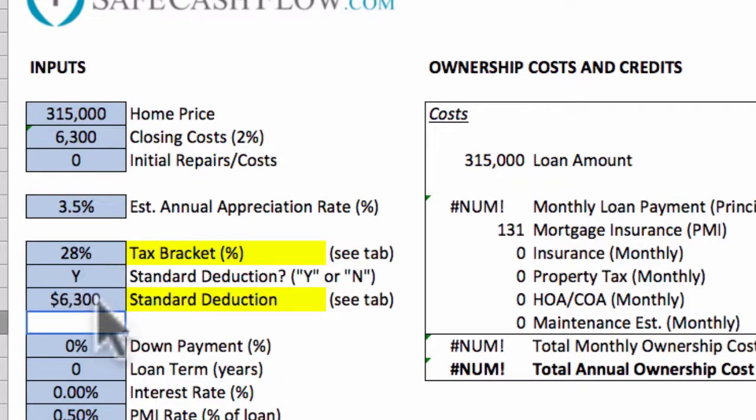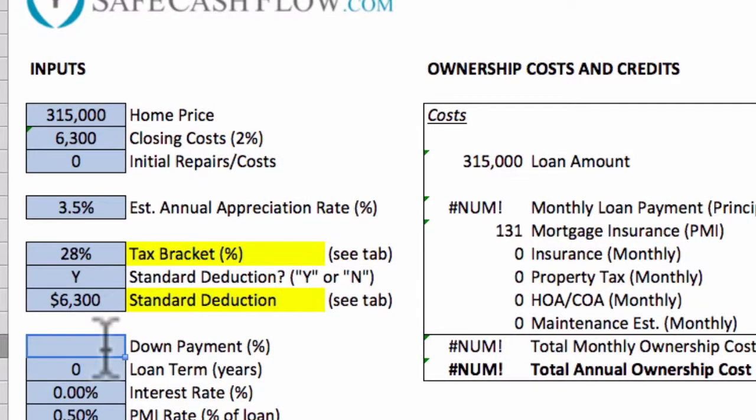That means, by the way, that we don't get to take advantage of the tax write-off on the property. Our standard deduction at the end of the year is going to give us more of a credit than the interest write-off on our mortgage payments at the end of the year. For the down payment, we're going to use a pretty typical 10% down.